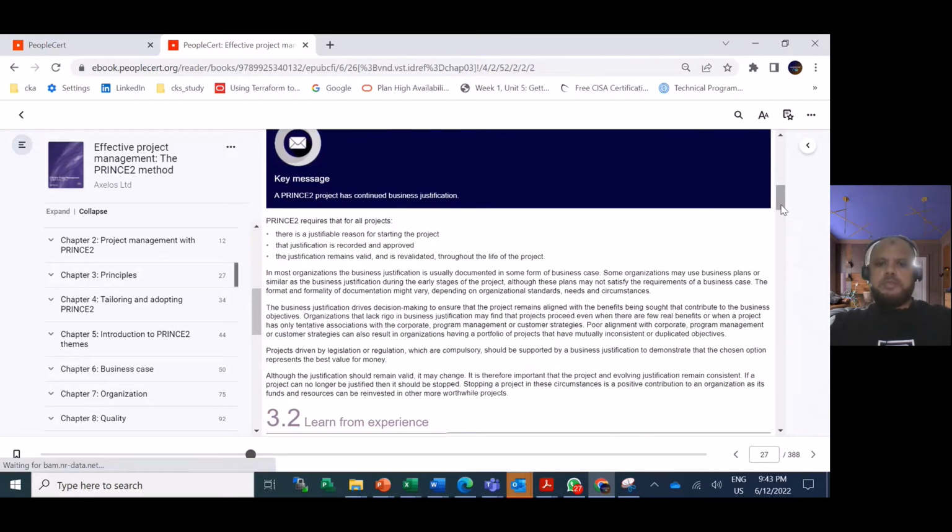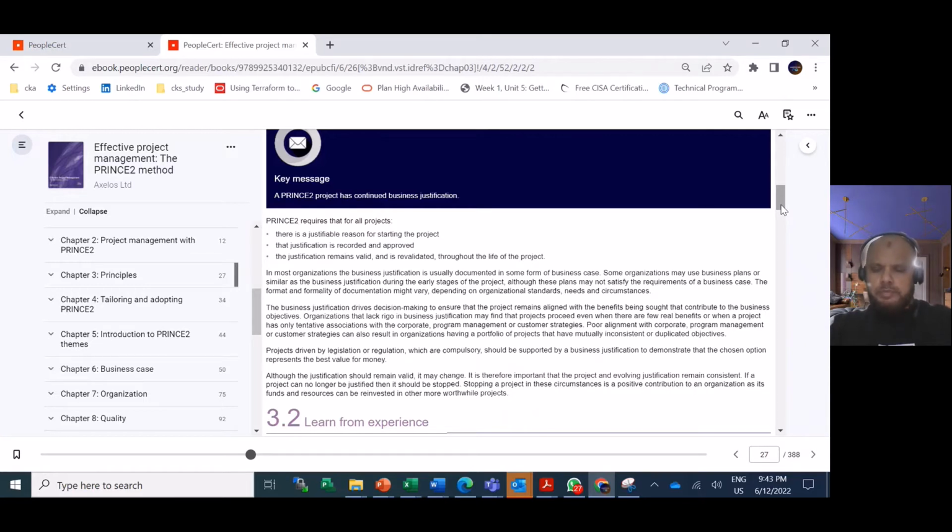In most organizations, the business justification is easily documented in the form of a business case. Some organizations may use business plans or similar documents as the business justification during the early stage of the project. The business justification drives decision making to ensure that the project remains aligned with the benefits being sought and continues to contribute to the business objective.